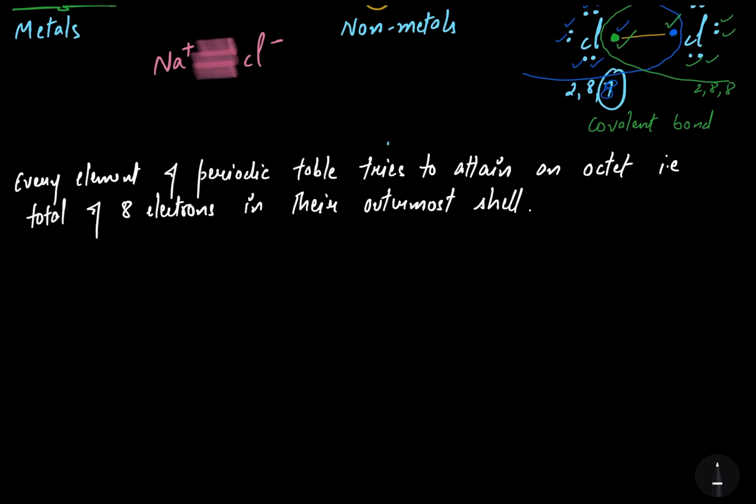So how can an element attain an octet? It can be done by three methods: a loss of electrons, or the gain of electrons, or by sharing of electrons.